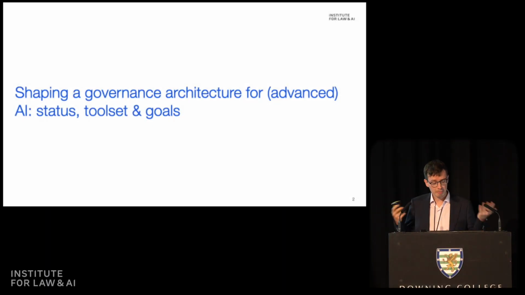And the brief overview here is thinking about how we shape a global governance architecture for AI, well, some versions of AI or advanced AI, and thinking about what's the status of all that going so far, what is the tool set we have available, and what are some of the goals or considerations or criteria here.